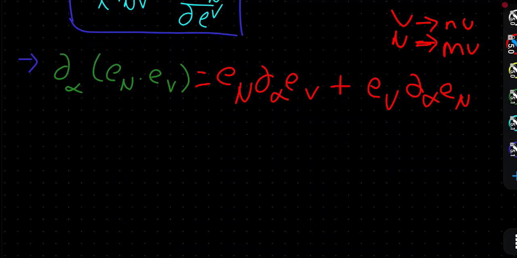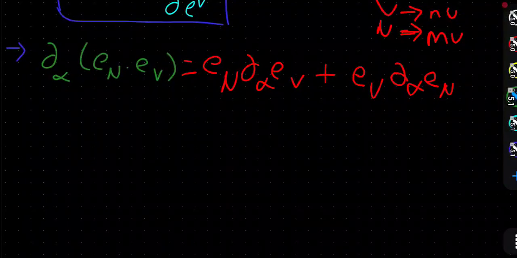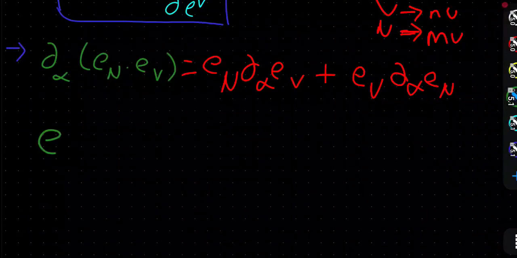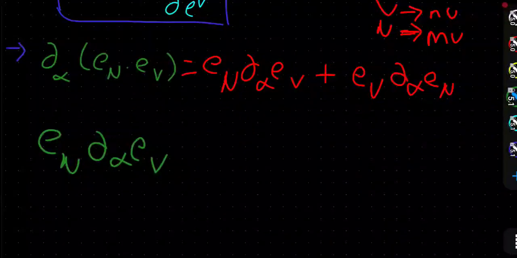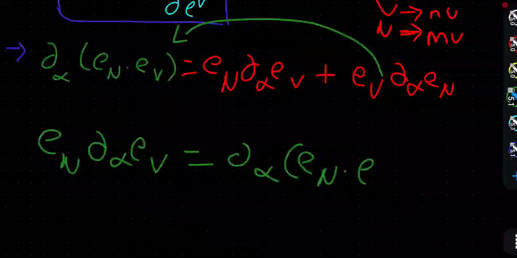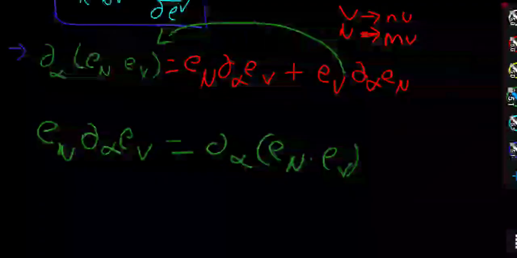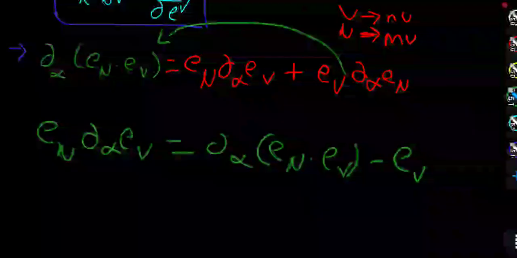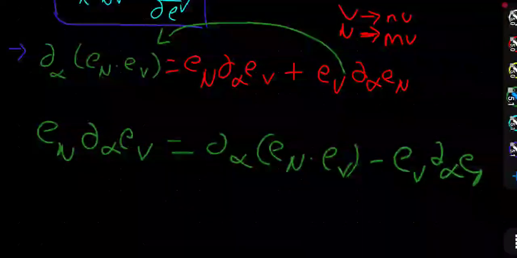So this is the general expansion of this particular term using the product rule. Now let me make some important equation. What I'm going to do is write out e of mu, del of alpha e nu. This particular term is equal to, I'm going to transfer this to the left hand side, and it will become del alpha e of mu dot e of nu, and minus e of nu del alpha e of mu.